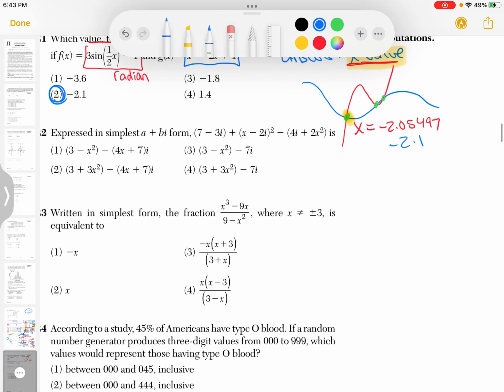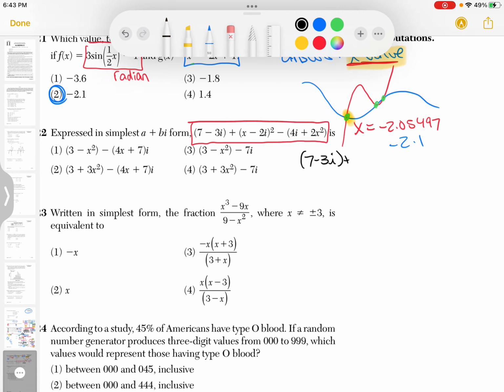All right, for number 22, expressed in simplest a plus bi form. Here we go again with the i. Oh, this one's fun. So I need to simplify this. It's going to be a good time. Here we go. I'm going to start by rewriting it.